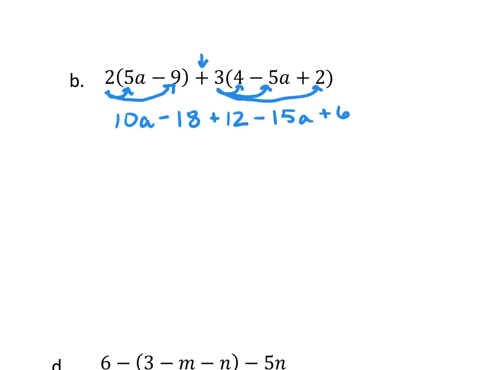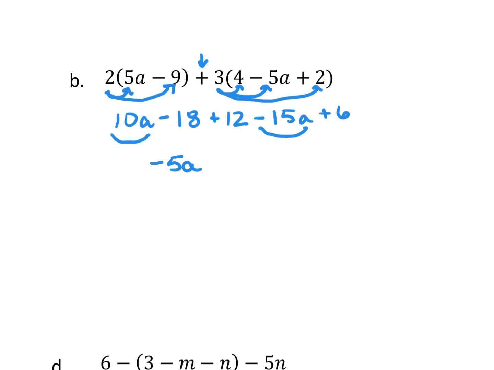That's our distribution step. Now we have our combining step. So, what terms are like? We have 10a can combine with negative 15a. We have different signs, a positive and a negative, which means that I want to subtract. I want to keep the sign of the larger number, and I want to keep the variable.